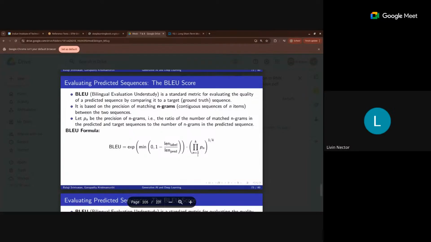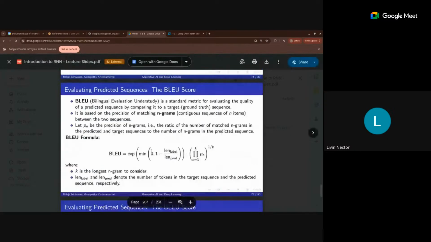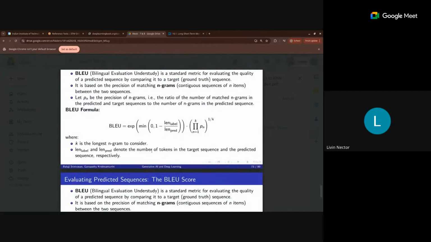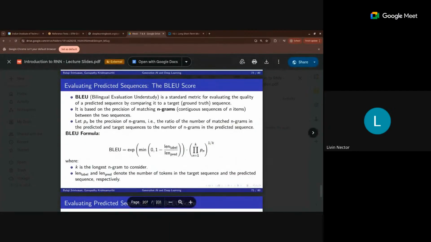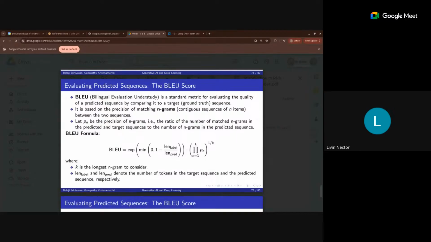From 1 to k, let's see. A continuous n-gram sequence. Yeah, so this k is the parameter in this BLEU score. So we can set the BLEU score with a certain k.